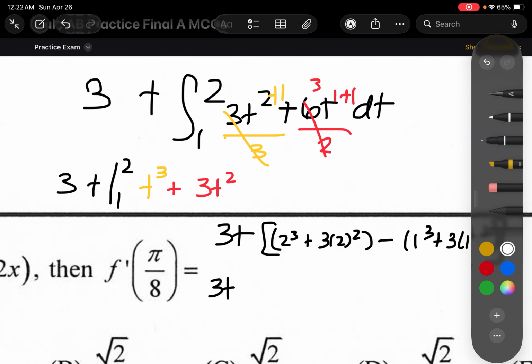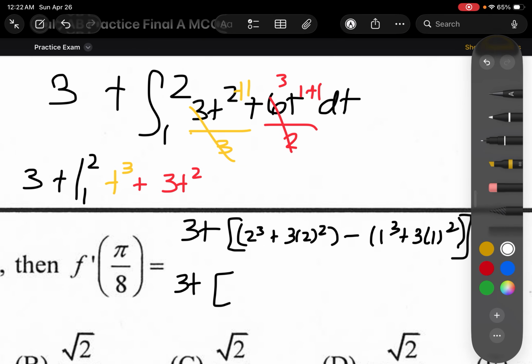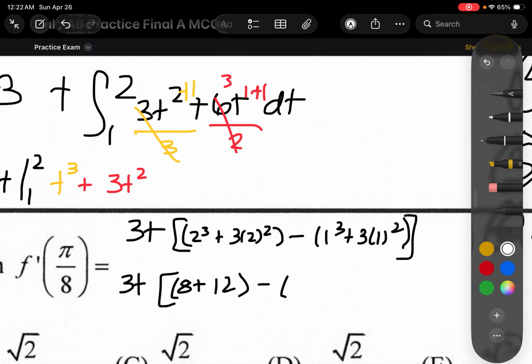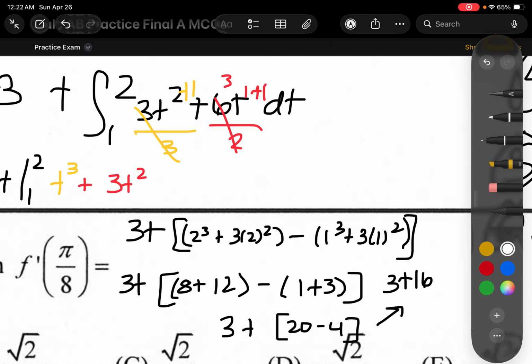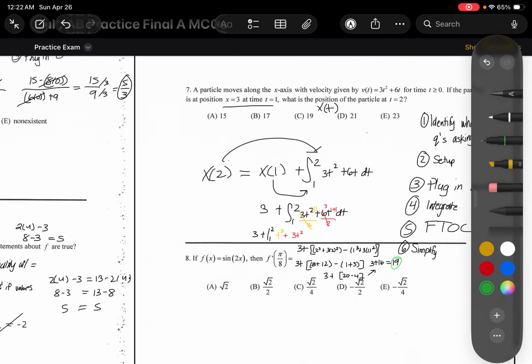And now we're going to simplify that, and we should get our answer. So it's going to be 3 plus 8 plus what is 2 squared? That's going to be 4. 3 times 4 is 12. Minus what is 1 cubed? That's going to be 1. 3 times 1 squared. 1 squared is going to be 1. And 3 times 1 is just going to be 3. So it's going to be 1 plus 3. We're going to simplify this. It's going to be 20 minus 4. It's going to be 16. 3 plus 16, which is going to be 19. Our answer is going to be 19.